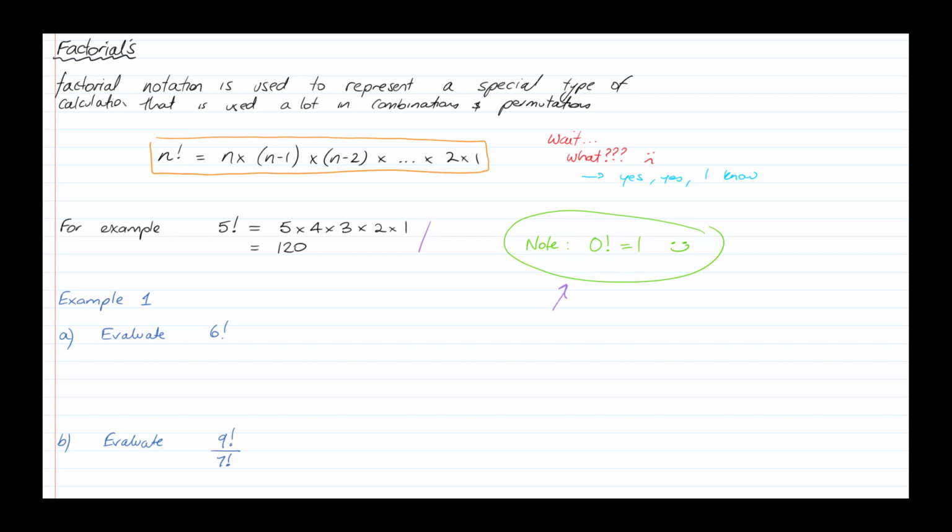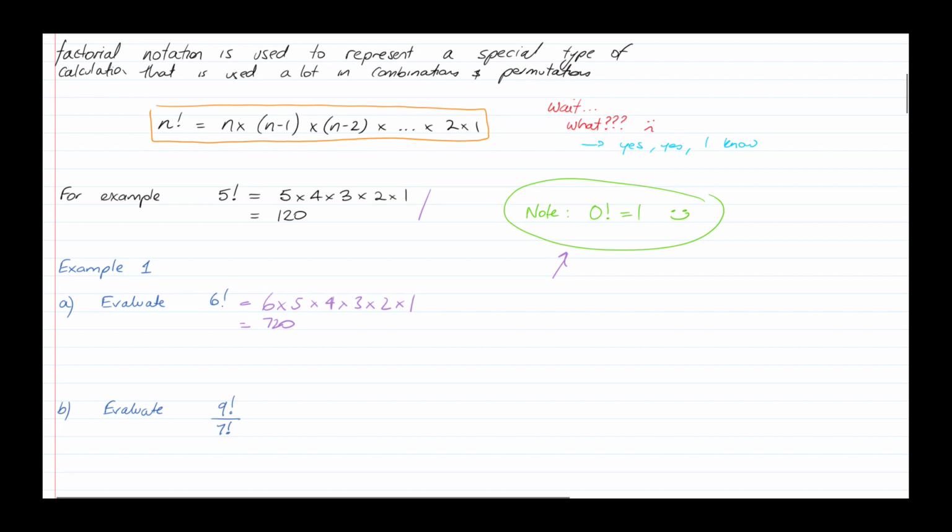So let's start by evaluating 6 factorial. 6 factorial, of course, is equal to 6 times 5 times 4 times 3 times 2 times 1, which is 720. And if you have a look on your calculator, you should be able to find a factorial button, which will be an exclamation mark or a factorial key inside your functions or menu items.